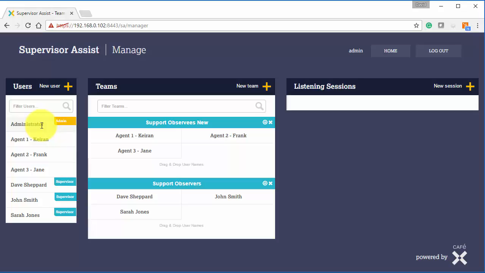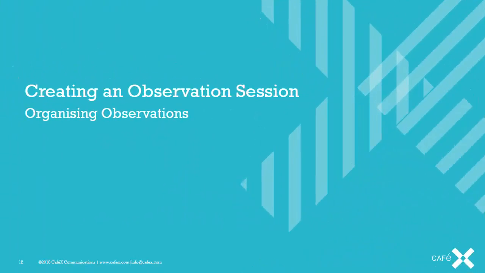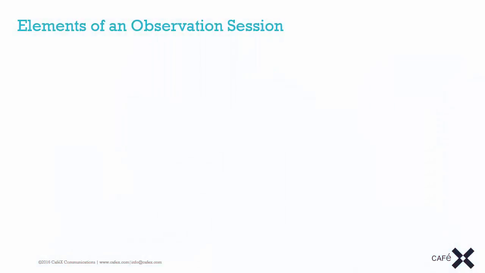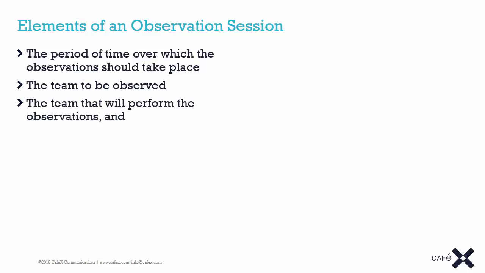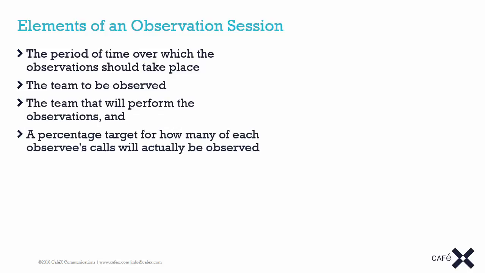With teams created, the next task is to organize an observation session. Now, an observation session specifies four things: the period of time over which the observation should take place, the team to be observed, the team that will perform the observations, and a percentage target for how many of each observee's calls will actually be observed. Now, I want a session for my new support team with a goal that between us observers, we'll observe 50% of their calls during this next week.